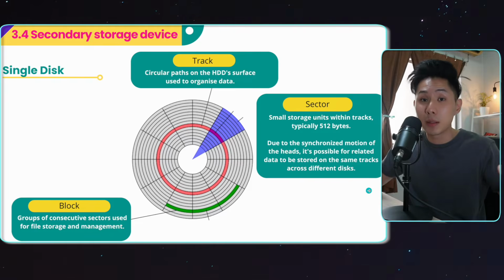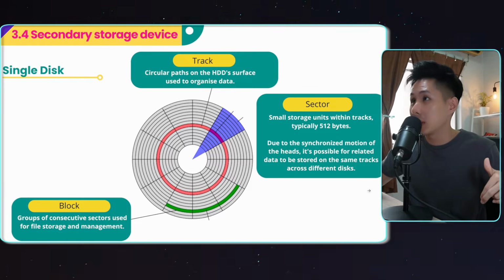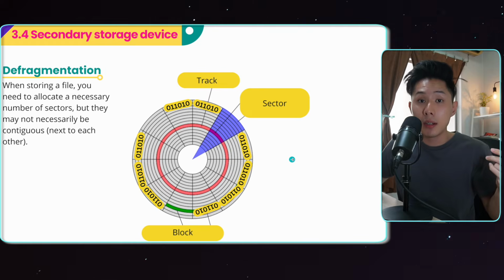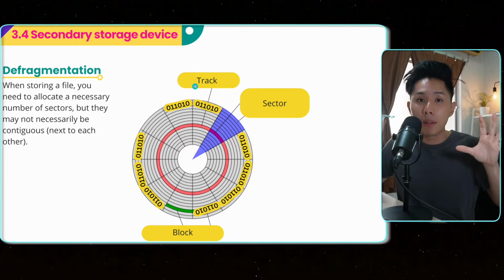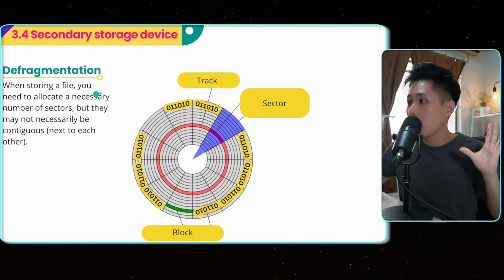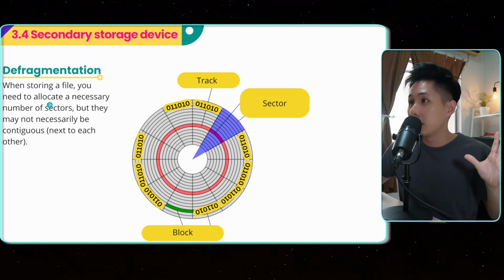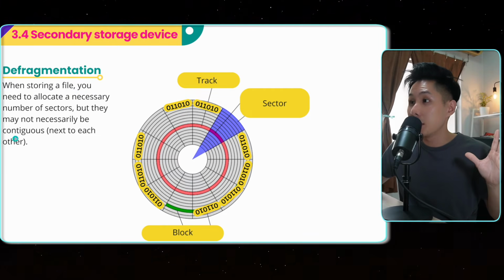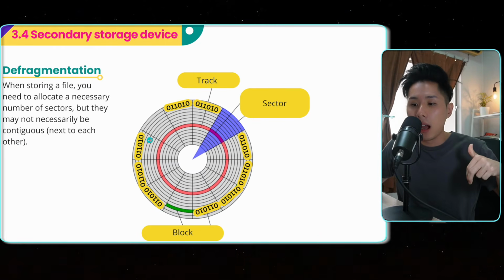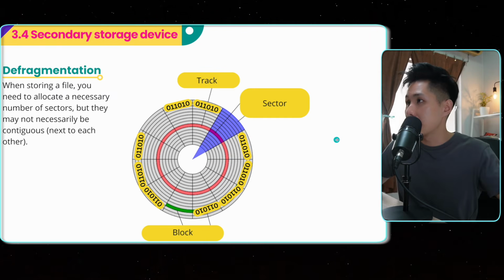Alright, so that's the terminology to describe the components within a disk. And when it comes to using magnetic media, sometimes a problem called fragmentation could arise. Here they said when storing a file, you need to allocate the necessary number of sectors, but they may not necessarily be contiguous. Meaning if you are storing all this data, 0 and 1 here, they might not be next to each other.